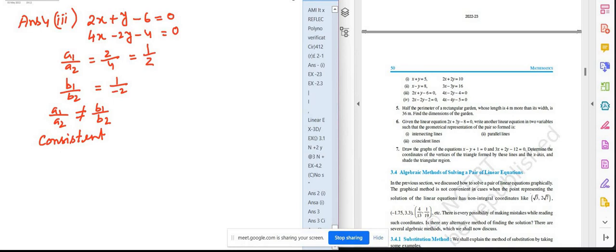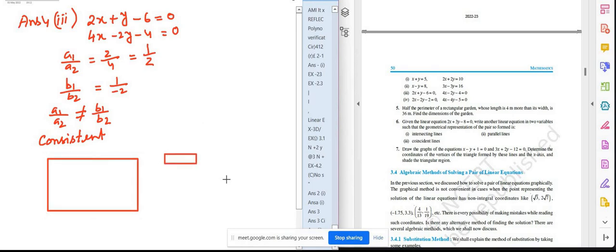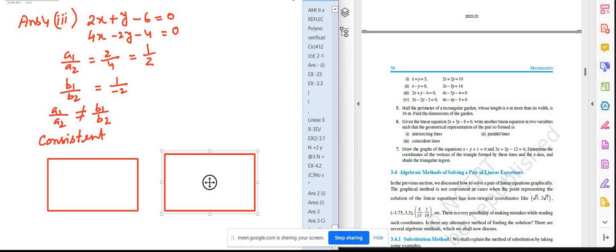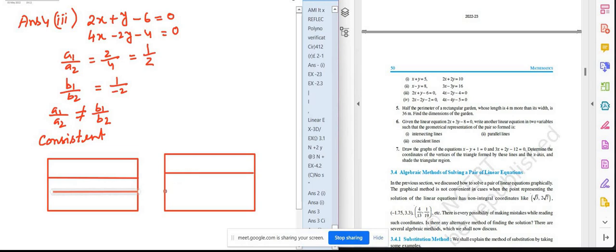So if you want to draw the graph, then make two boxes to find at least 2 points. So draw two boxes here. So here this is the first equation, right? 2x plus y equals 6, bring the 6 to this side, then it will be easy for you. And 4x minus 2y equals 4, right?